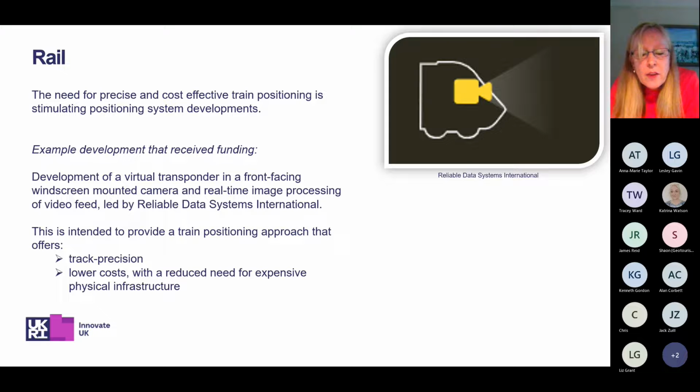So these are just a few examples of sectors in which geospatial developments have been funded. There are also other examples in sectors such as smart cities and many others. And there are also examples of funding for geospatial solutions in more generic and responsive programs. So for example, in response to COVID, next slide, please.